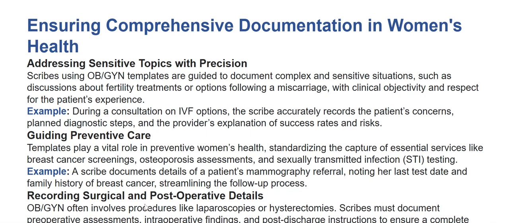Recording surgical and postoperative details. OB/GYN often involves procedures like laparoscopies or hysterectomies. Scribes must document preoperative assessments, intraoperative findings, and post-discharge instructions to ensure a complete record. Example: after laparoscopic surgery for endometriosis, the scribe records operative findings, the patient's pain management instructions, and the follow-up care schedule.